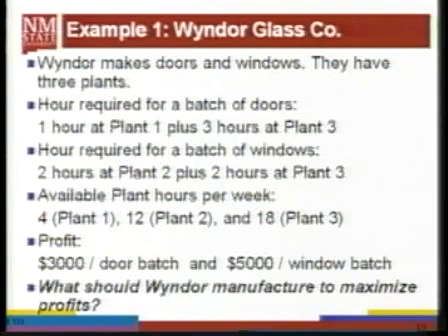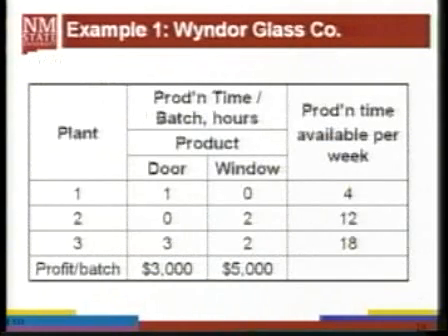And also we assume that the profit per door batch is $3,000, and the profit per window batch is $5,000. Then we'd like to know what Winder should manufacture to maximize profits. And this table summarizes the given data, okay?